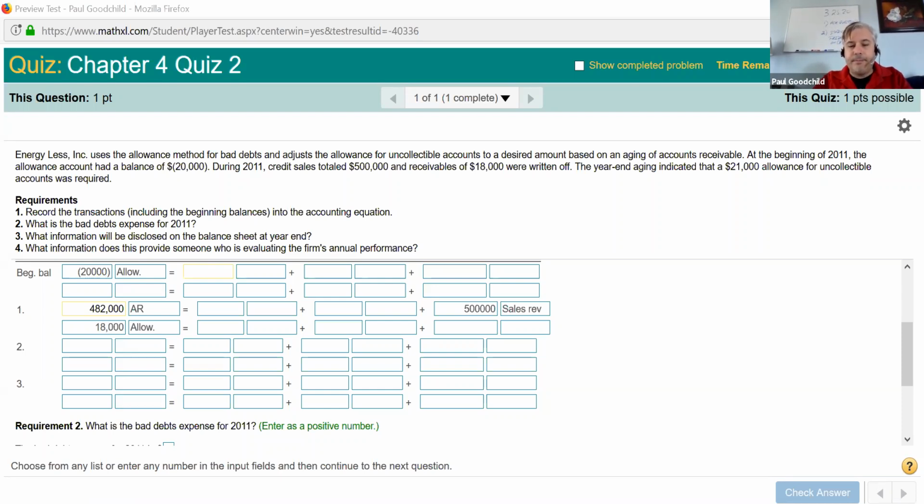$482,000. All right, and so it says, what is the bad debts expense for 2011? So we had a beginning balance, and I'm going to put it in as a negative of 20,000. We added 18,000 because we wrote some of it off, and then we have an ending balance of 21,000, and that will give us our bad debts expense.